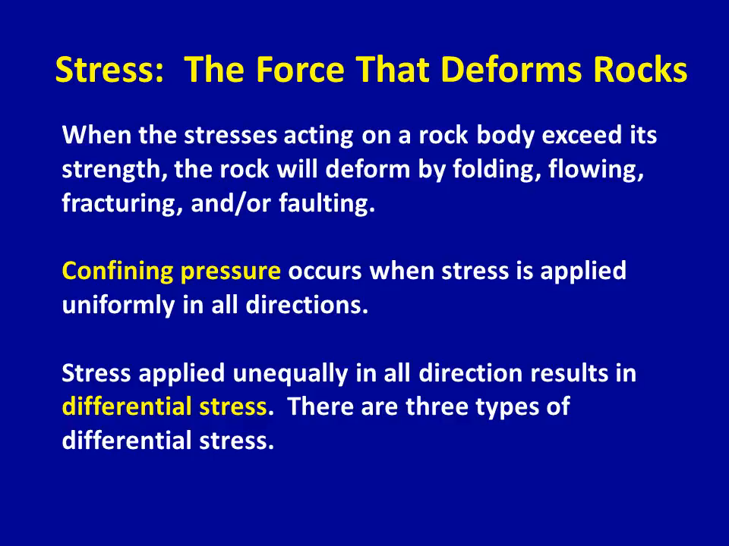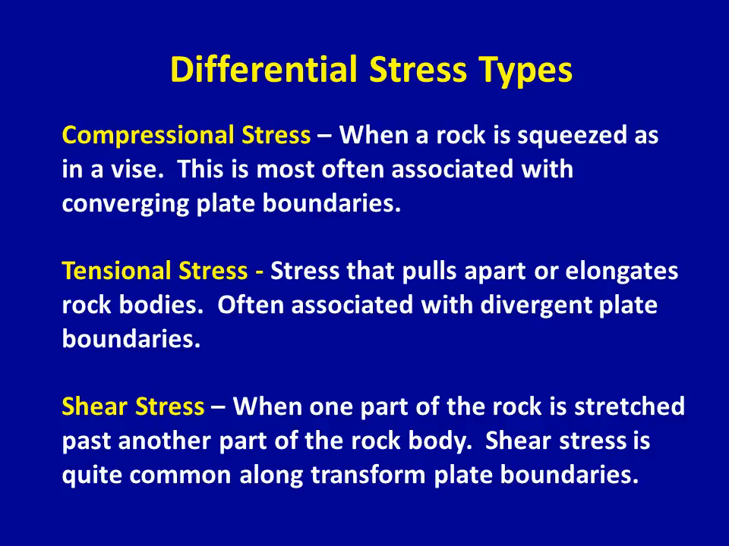There are several things that cause stress. Confining pressure occurs when stress is applied uniformly in all directions. Stress that is applied unequally in all directions results in differential stress, and there are three types of differential stress. When a rock is squeezed like in a vise, it's called compressional stress, and this is most often associated with convergent plate boundaries because the plates are being pushed together, and so the rock is being forced to expand vertically, both downward and upward.